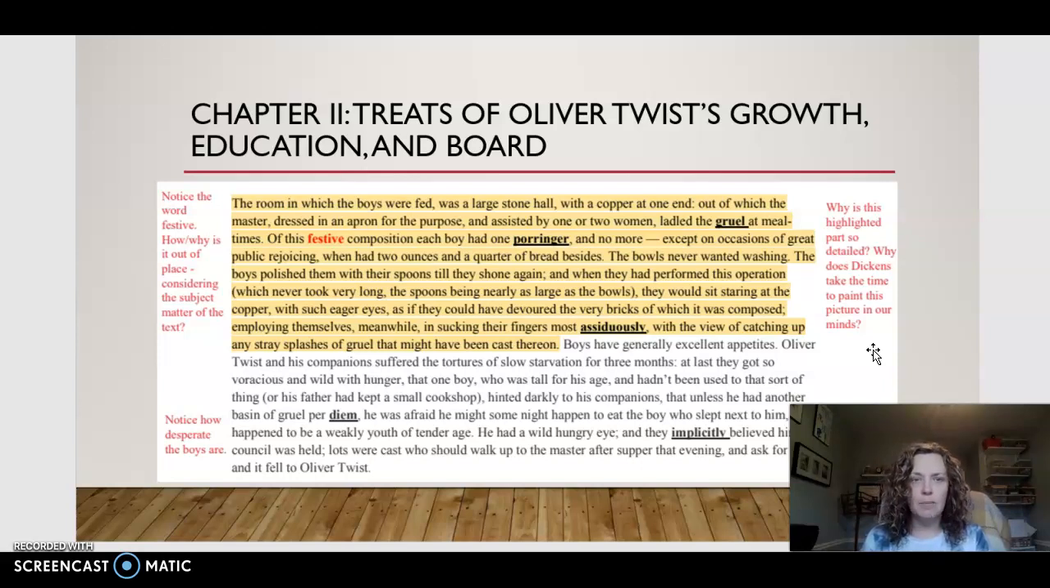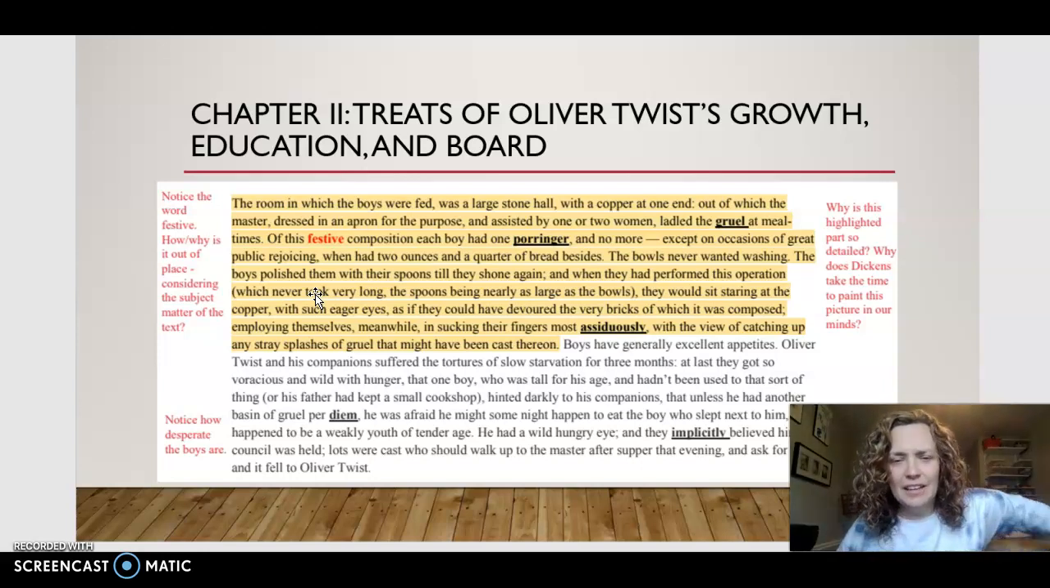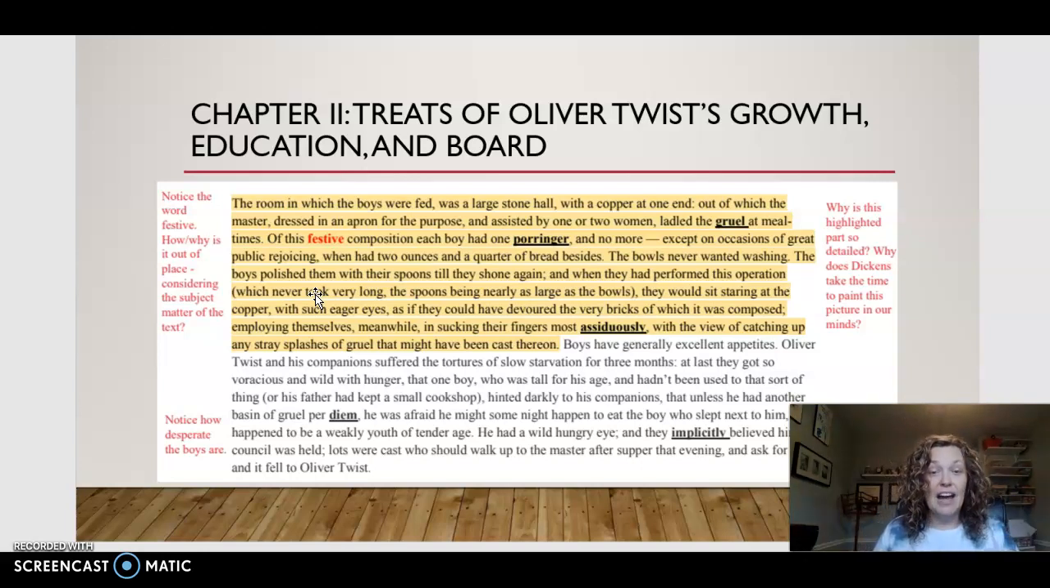All right, so let's stop and think here for a second. First, notice the word festive. How and why is this out of place, considering the subject matter of the text? So, with what's happening here, is this really a happy environment, or is it more of a solemn event? So think about this. They're not in a good place. They're not happy.